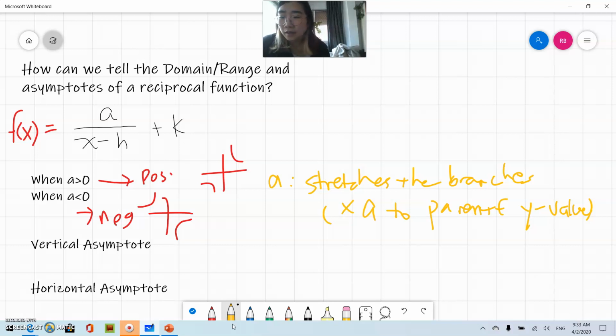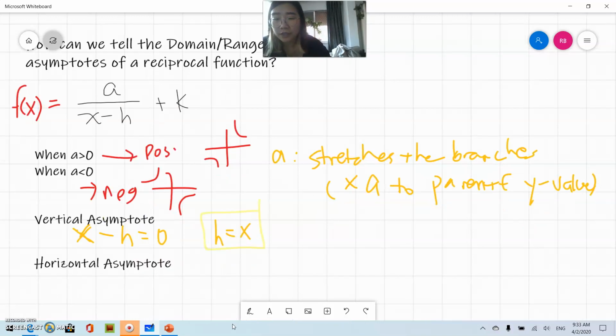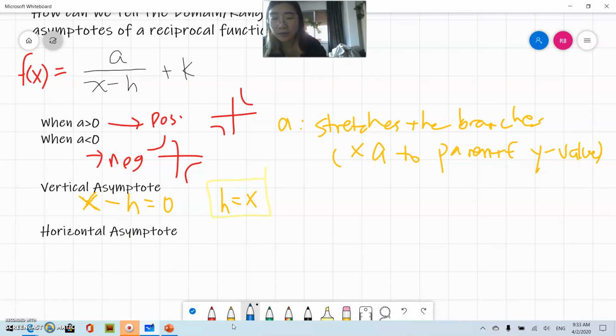Okay. The vertical asymptote is determined by the denominator. So you always set x minus h equals 0, and then that's basically x equals h. That's your vertical asymptote. The horizontal asymptote is simply y equals k. Okay, so whatever you see as k is your horizontal asymptote, but whatever you see in the denominator, if you switch the sign, then it's a vertical asymptote.